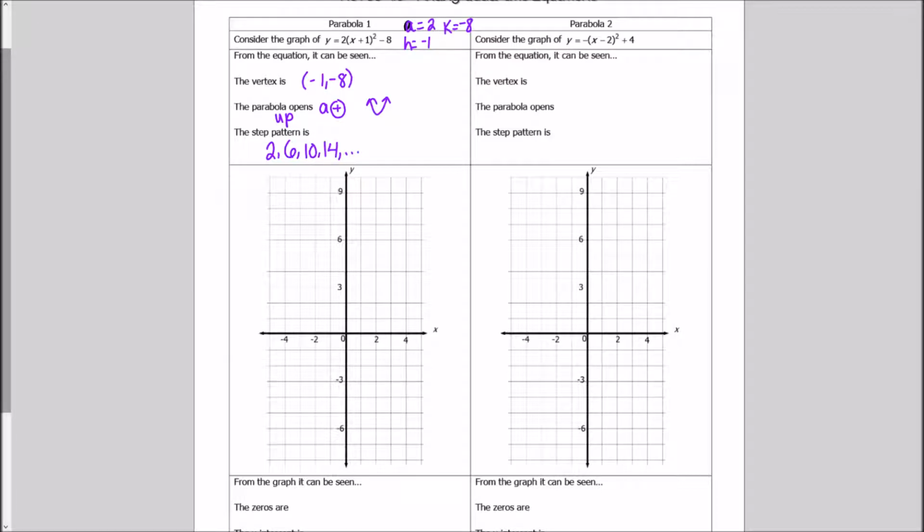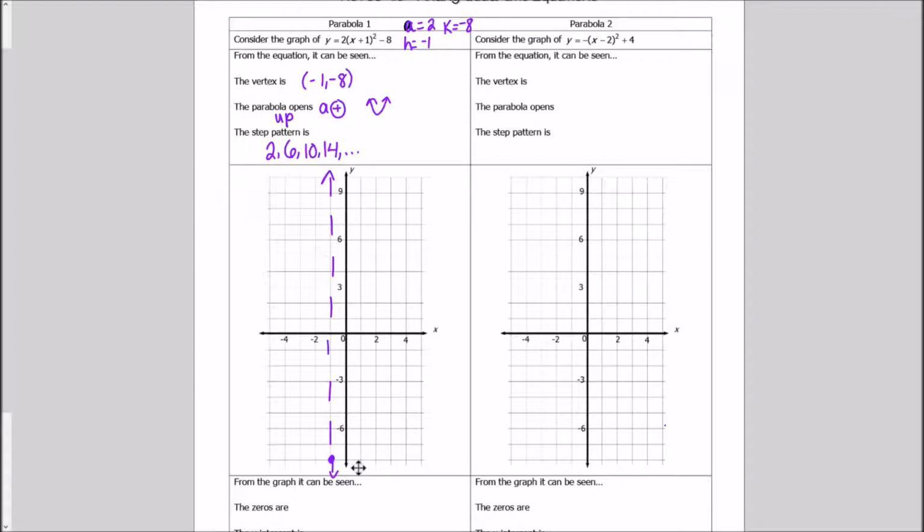So the first thing we know is that the vertex is at -1, -8. So I'm going to go to the left 1 and down 8, and this is where my vertex is going to be. And I also know that my axis of symmetry will cut my parabola in half right here. So here's where my vertex will be. And then we know that it's going to open up. Okay, so that means it's going to look something like this as opposed to looking something like this.